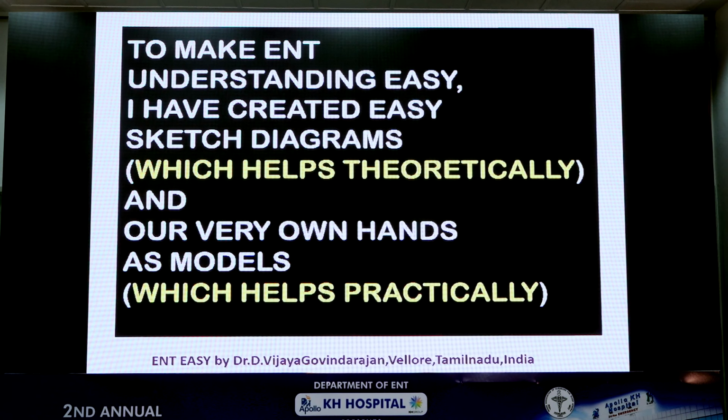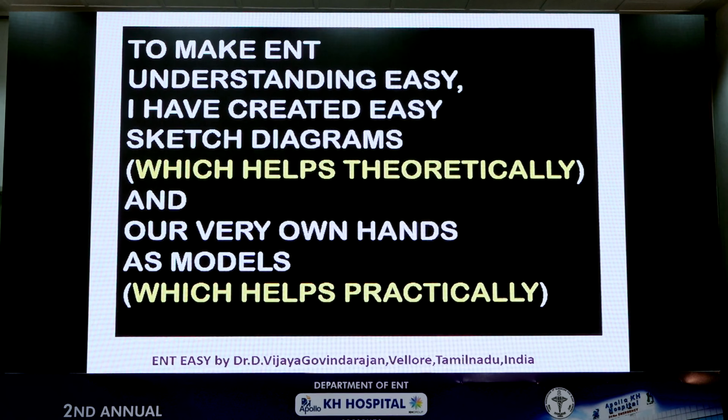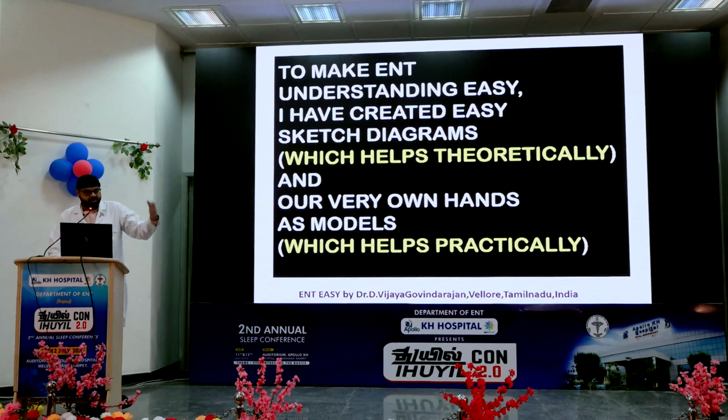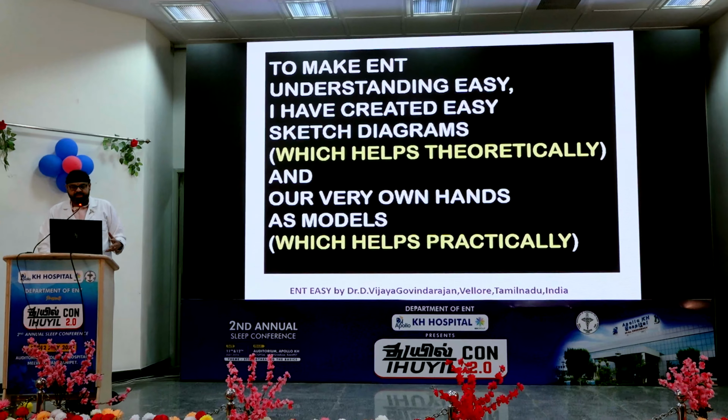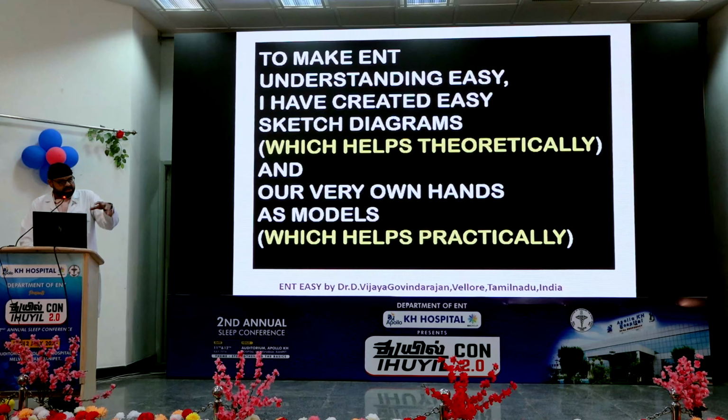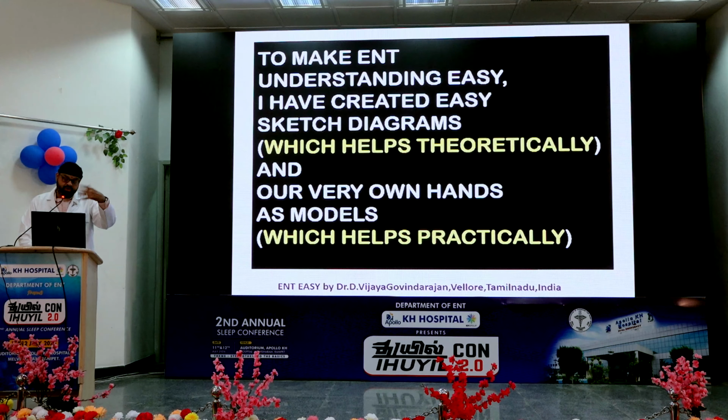With this concept to make ENT understanding easy, I've created sketch diagrams which will help you instantly draw and show the patient. Rather than talking about CT, MRI and other pictures, you can instantly draw and show that. The other one is the hand model, to understand the concept of what we are going to do with the patient. The patient understands better than what we think.